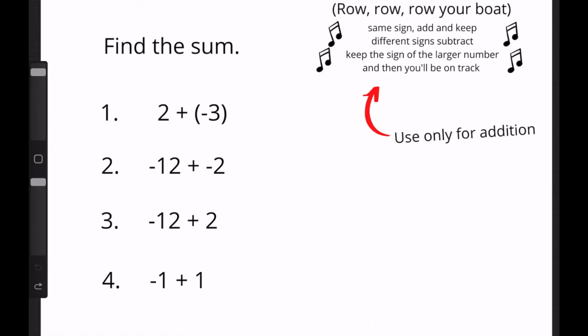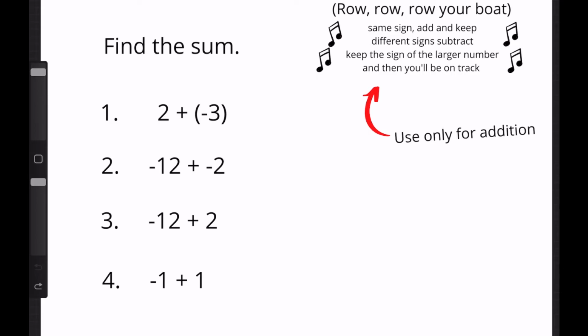I'm going to sing a little song for you here. Have you ever heard the song, Row, Row, Row Your Boat? Row, row, row your boat. You know that one. Well, I've got a new song here, and I want you to think about this. We're going to use this song when we're doing addition of integers, just for addition of integers.